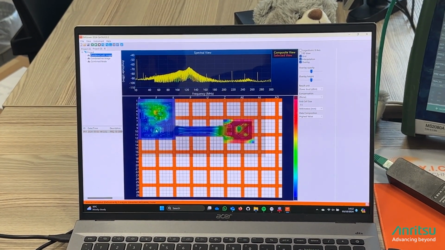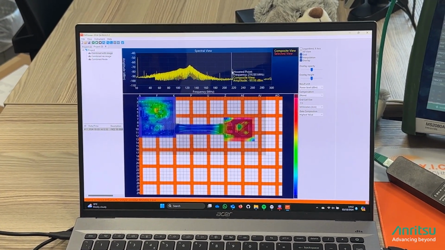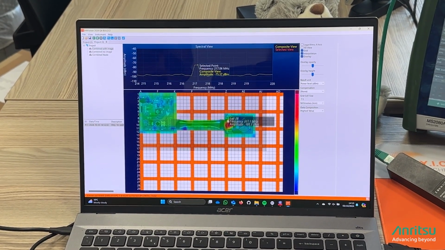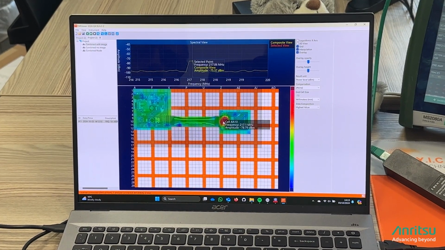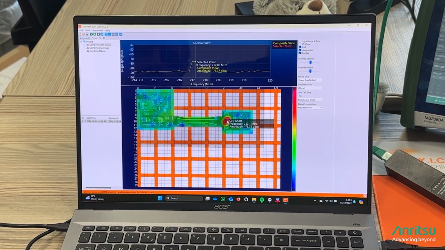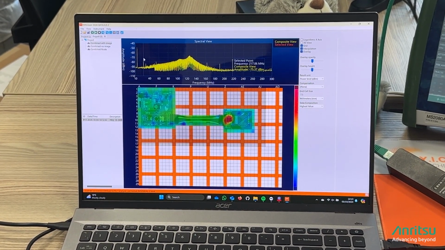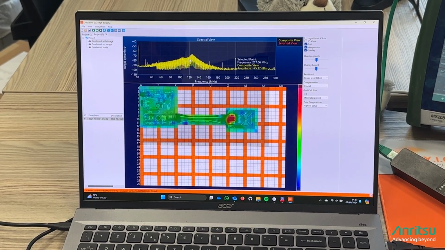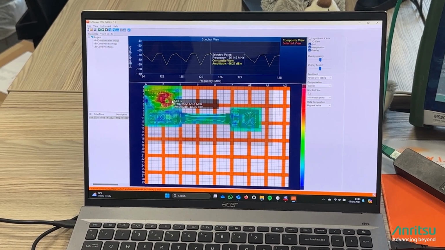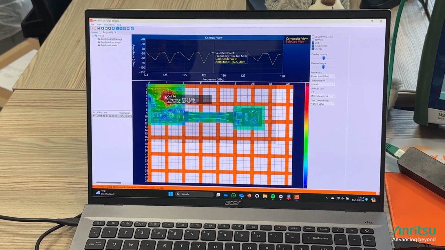And when that scan's complete, again, we can pick out any signal that we want to and see that actually that frequency is radiating from the microcontroller on the RFID antenna board. If I pick out a different signal, we can see that that signal is radiating from the area of the DC to DC converter.